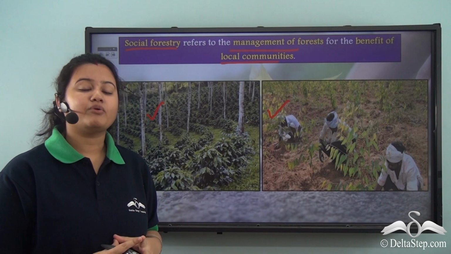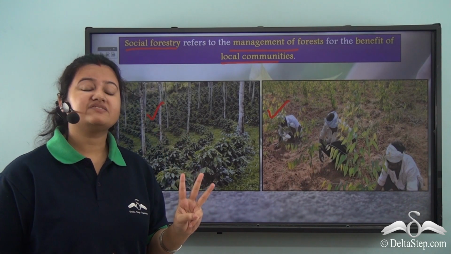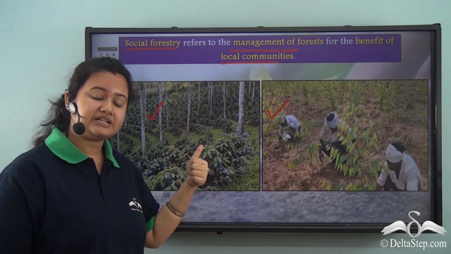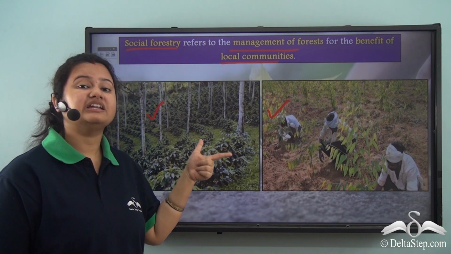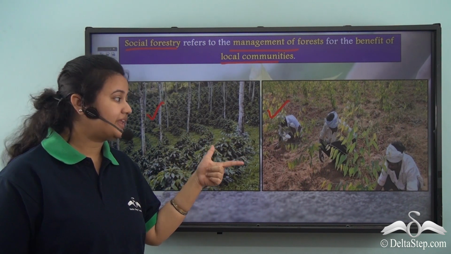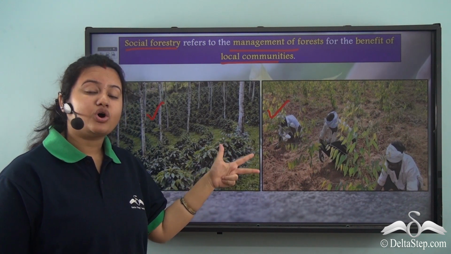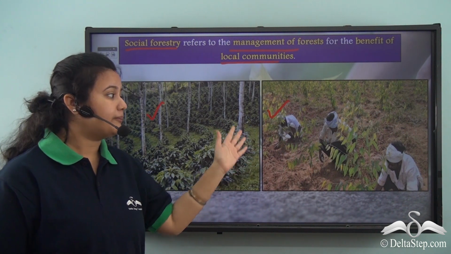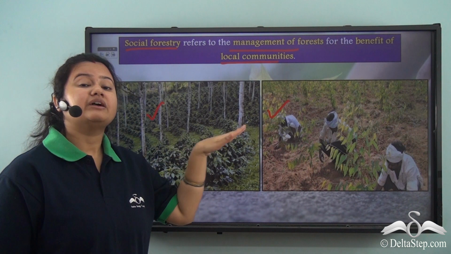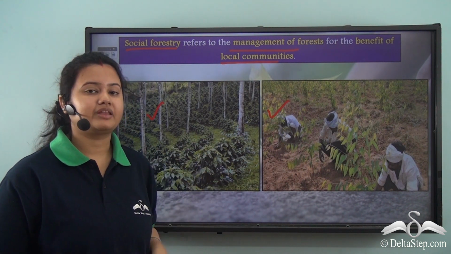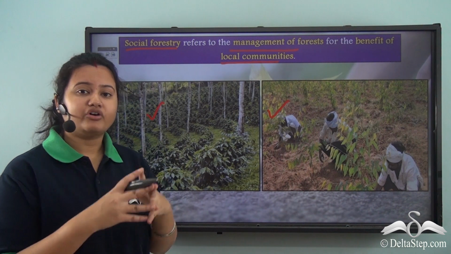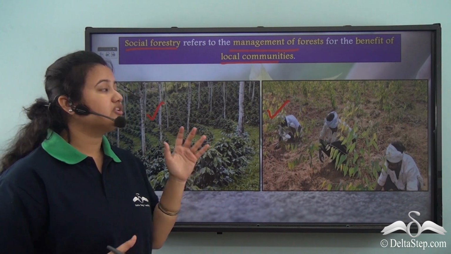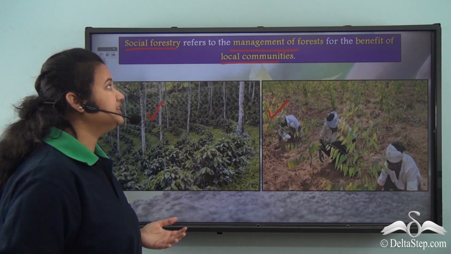So, under this scheme of social forestry, three objectives are maintained simultaneously. Firstly, the original forests are maintained. Secondly, there is an increase in green belts or vegetation cover. And thirdly, the needs of local people are met and their living standards improve because cropping and forestry provide employment to them. So, we find that social forestry is an important way in which we can protect the forest of India and also benefit the local people.